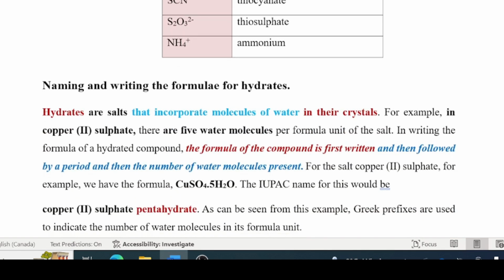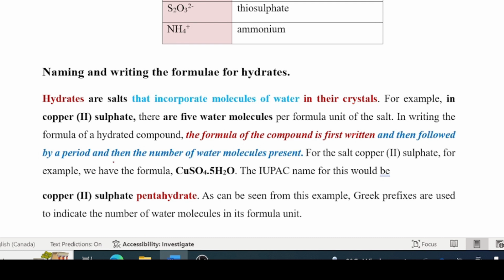Another thing is sometimes salts, we have alluded to this already, have water of crystallization inside, right? All you do is name this as it is. Name this part first, a sulfate, and that is copper 2. So you're going to say copper 2 sulfate pentahydrate.